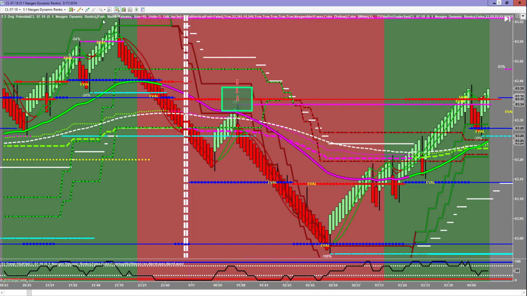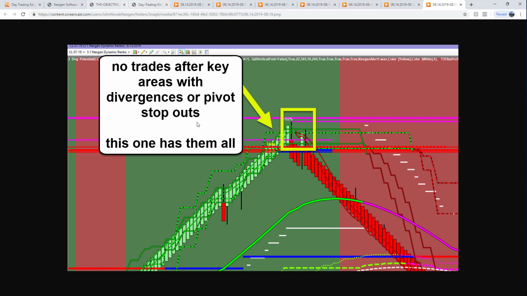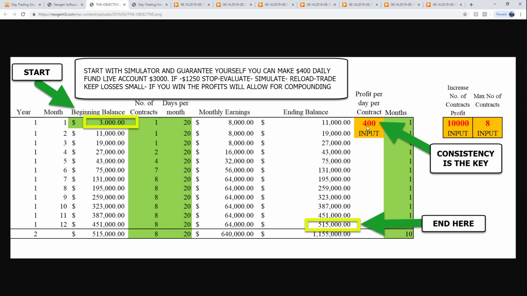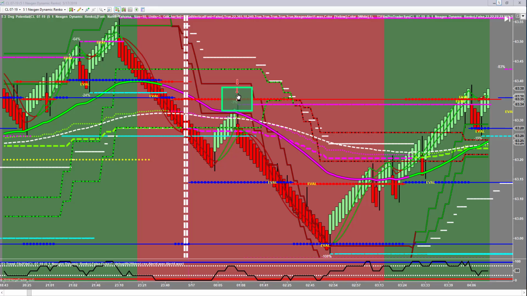You only have to make two 20-tick trades in one day to make your $400 a day. And we're not going to talk about counter trend trades and tops and bottoms and things of that nature. We're going to just talk about trend trades that are super high probability.